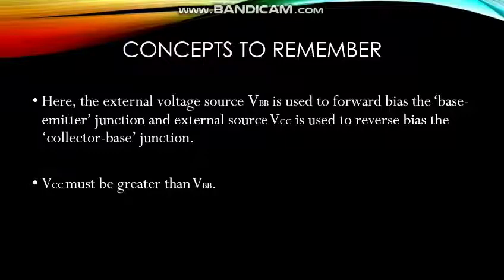And one more concept that we should be understanding is, in order to ensure that the collector base junction remains reverse biased, it is necessary that the magnitude or the value of VCC is greater than VBB. So I've written this point over here too. VCC must be greater than VBB. Why is it so? Because in order to ensure that the collector base junction remains reverse biased, it is necessary that the magnitude of VCC is greater than VBB.